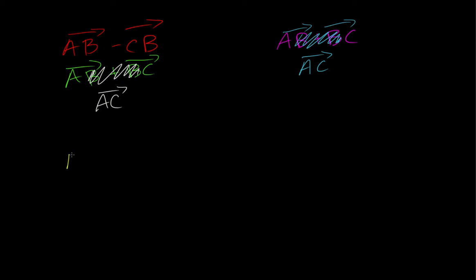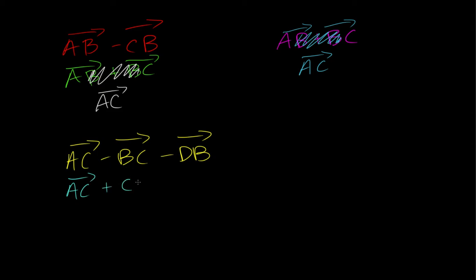Now the next one they want us to do, AC minus BC minus DB. Let's see if we can cancel it. So AC is fine. Switch this one to CB. Switch this one to BD and change it to positive. These cancel, so the answer is AD.